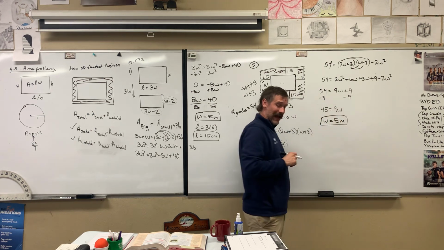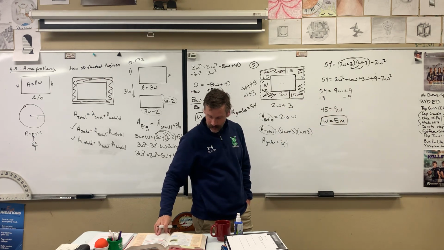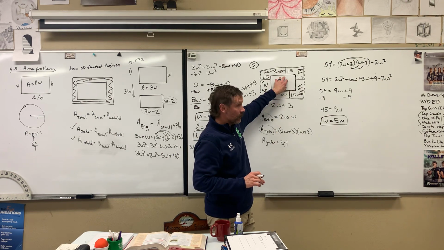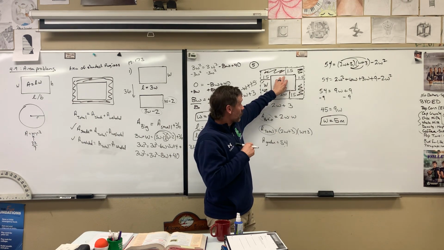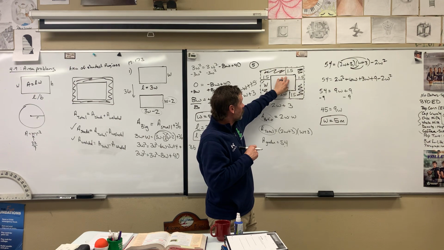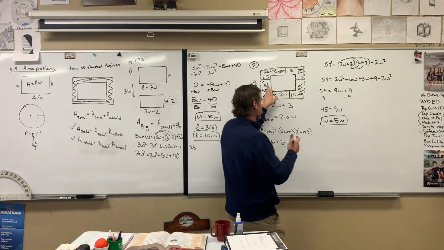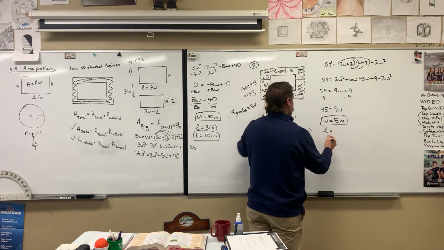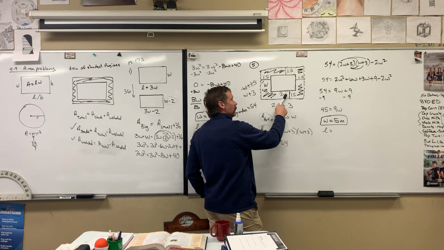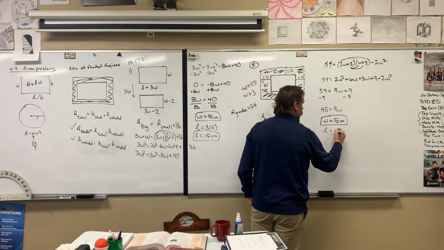What does the question ask for? What are the dimensions? Dimensions of the patio, right? Perfect. So we're going with this patio. We know w is 5. What's the length? 10. Where do you get 10 from? 2 times 5. Light work.